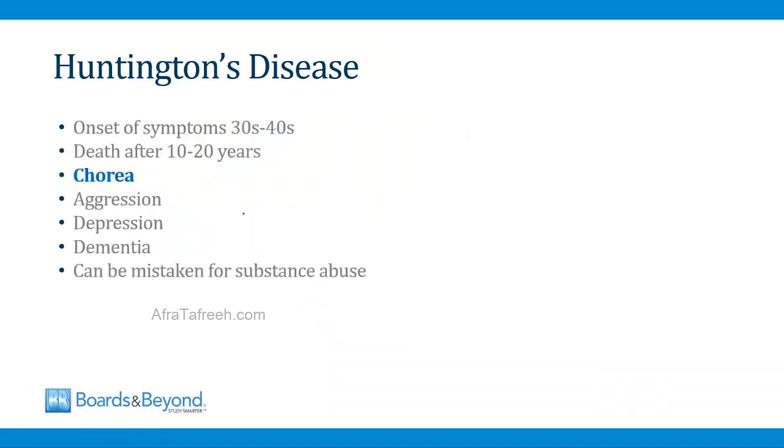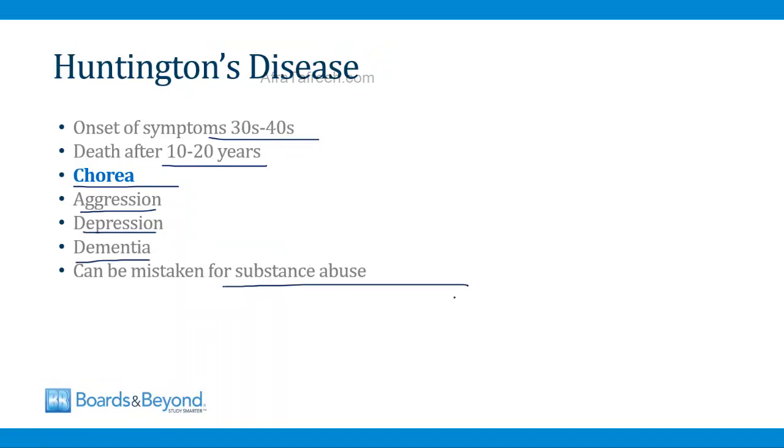So the clinical features of Huntington's disease are shown in this slide. The onset of symptoms is usually in the 30s to 40s. Death occurs after 10 to 20 years. One of the major features is chorea, but in addition to that, patients can have behavioral changes. They can display aggression, depression, they can also display dementia. And sometimes this can be mistaken for substance abuse until a family history is obtained and the diagnosis is made.